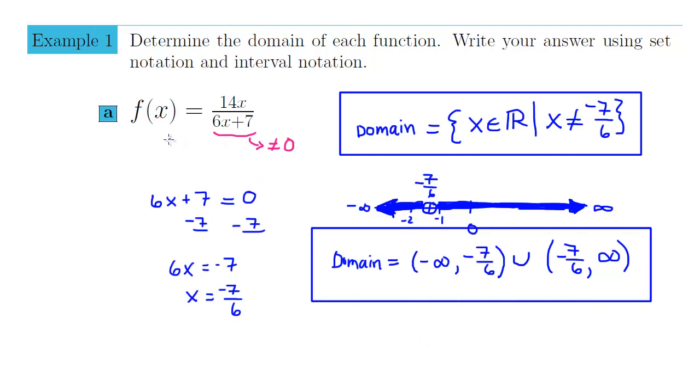So just to recap, when you have a rational function, to determine the domain, you want to find all the x values where the denominator is equal to 0, and then exclude those from our domain. The domain will consist of every other number except for those values. Let's take a look at the next example.